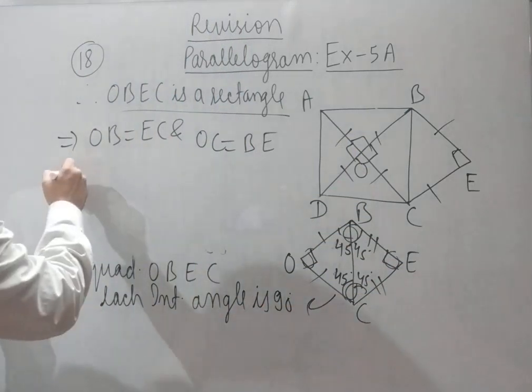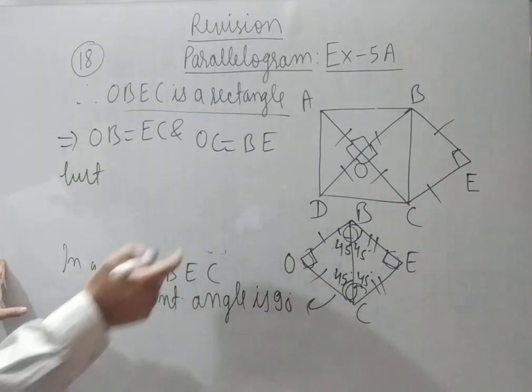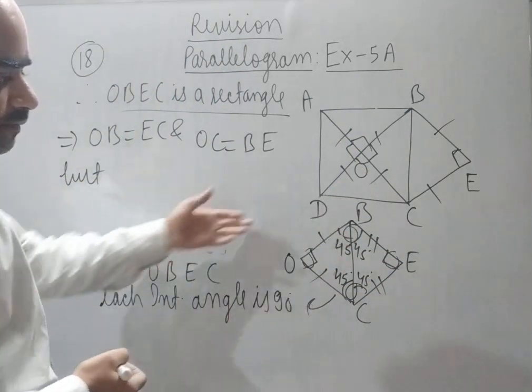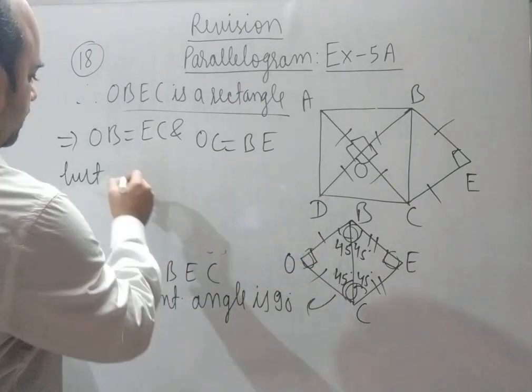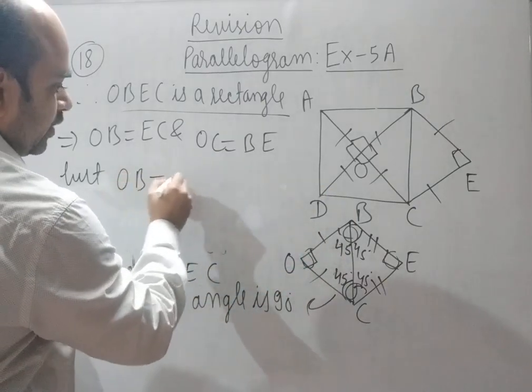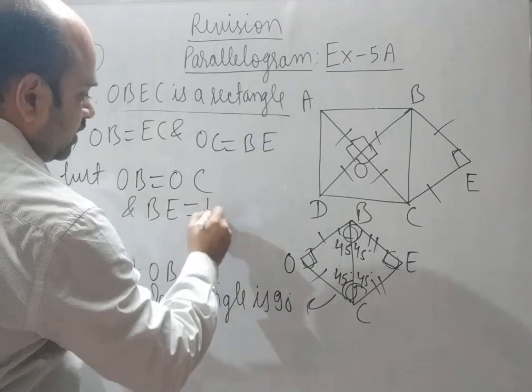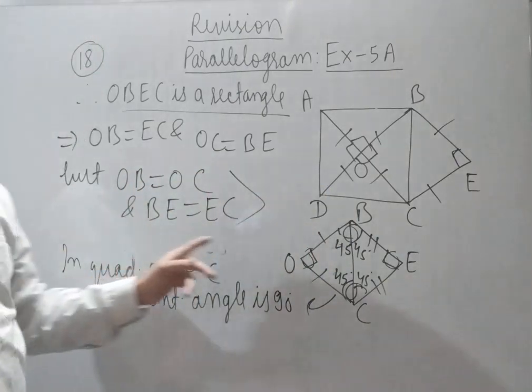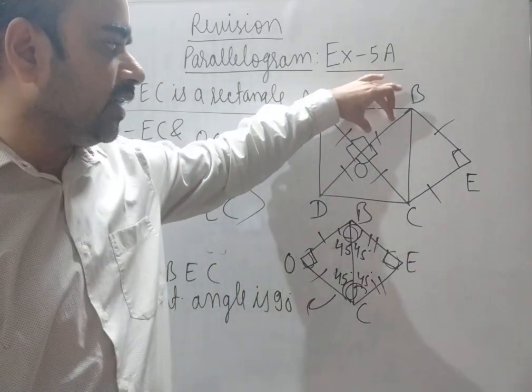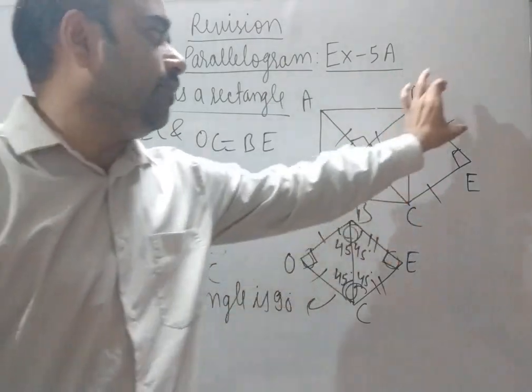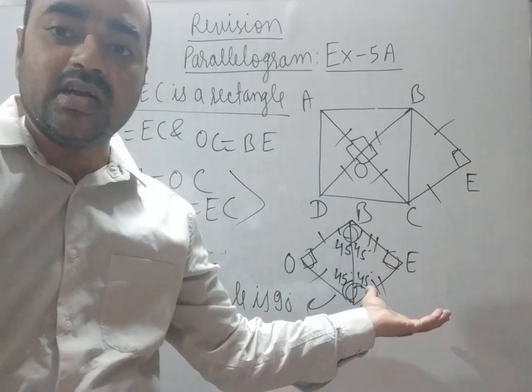But already what is given, or what we have proved: OB is equal to OC and BE is equal to EC. Already this was given, na? Diagonals are equal and bisecting, it means OB equal to OC already. BE equal to EC, this is given, isosceles right angle triangle.